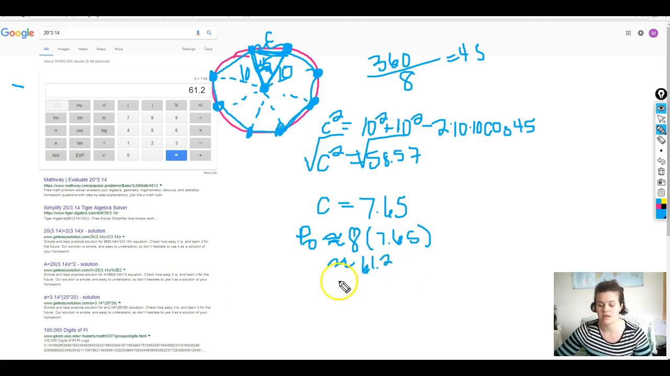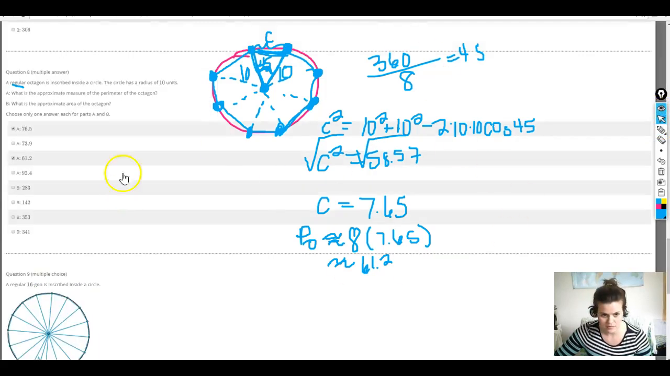And the reason why we use approximately is because we rounded our decimals instead of letting them continue on forever. So the perimeter of this octagon is about 61.2. So that's A. And then B, what is the approximate area of the octagon?